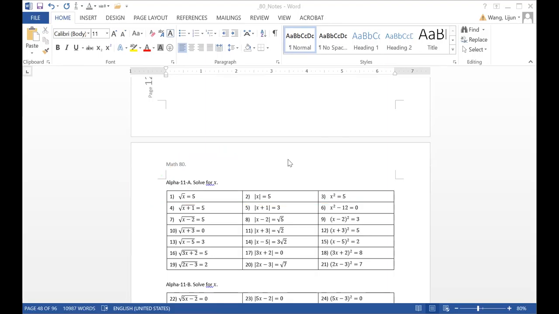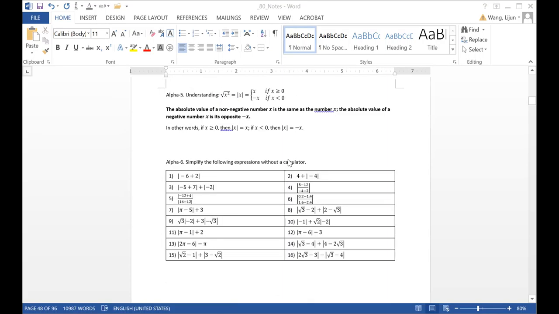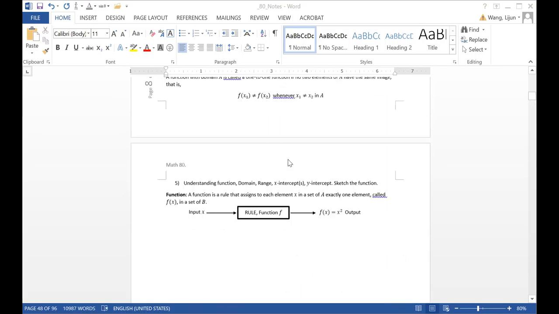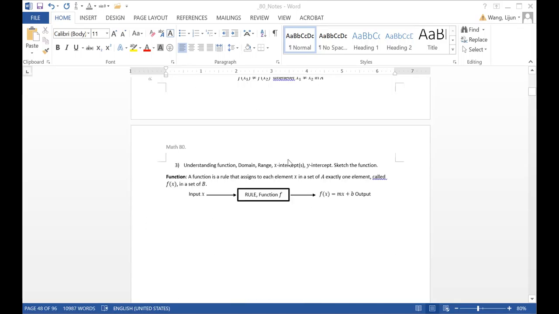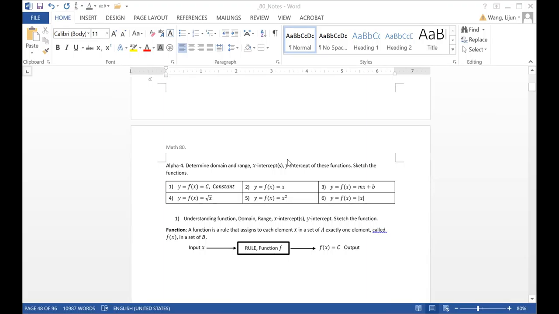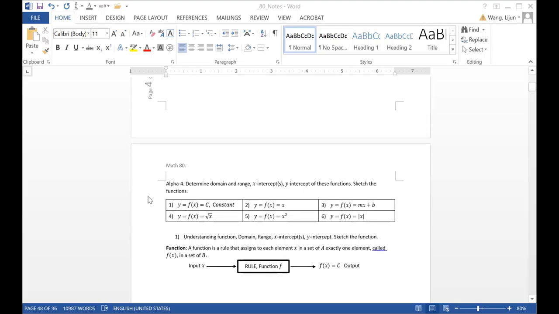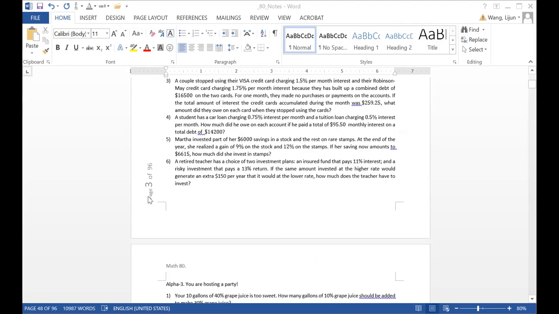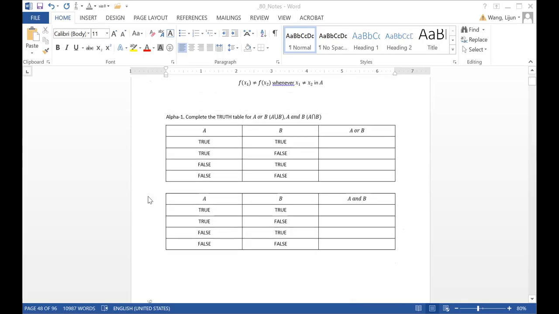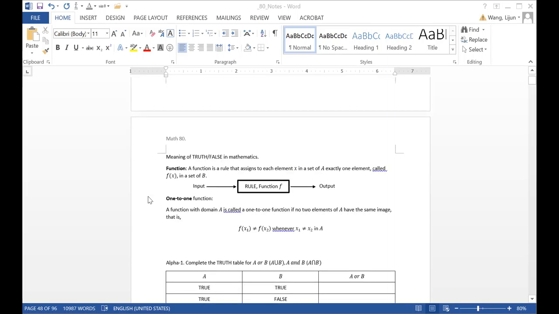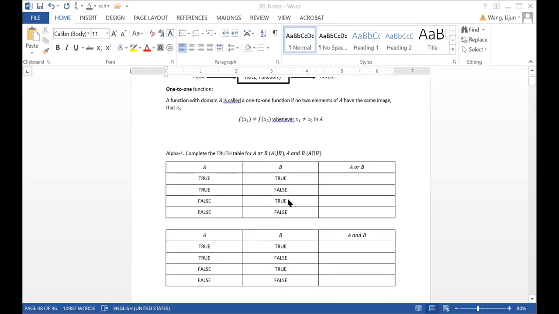And last but not least, the six basic functions. Okay, the six basic functions. The last three, we emphasized about their graphs and so on and so forth. And word problems, alpha 2, alpha 3, and back to the top, foundation. Okay, six principles, two definitions, truth tables. And that summarized the entire semester that we have gone through.